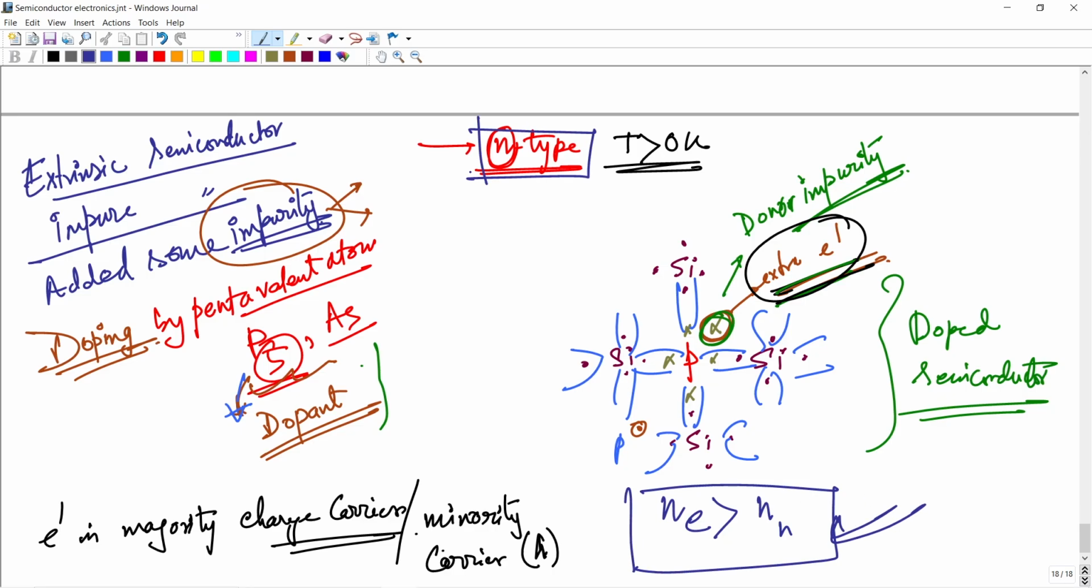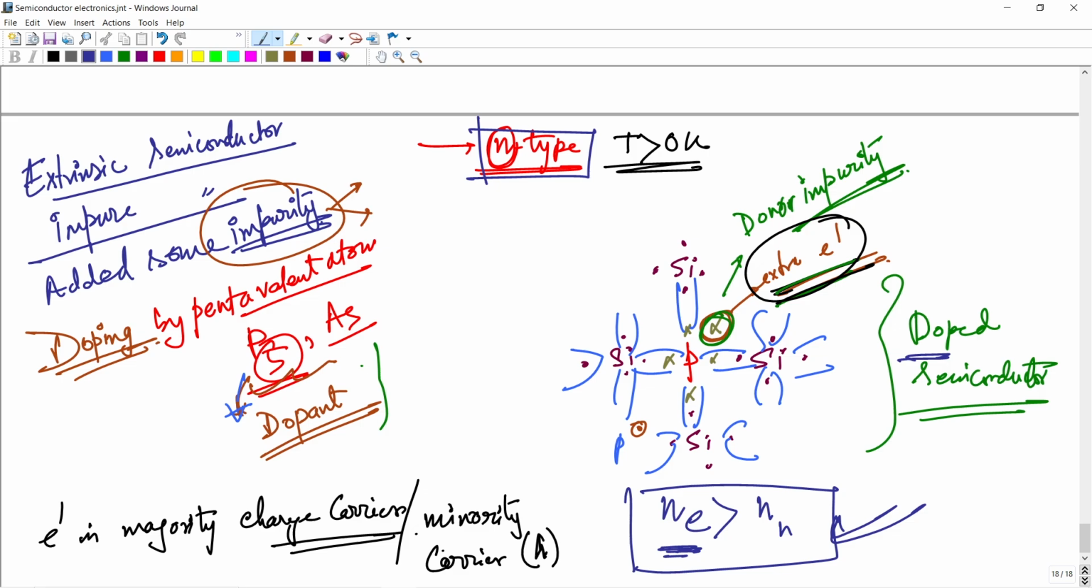Because the majority charge carrier is the electron and the minority charge carrier is the hole, the current flow in this semiconductor depends mainly on electrons. That semiconductor is called a doped semiconductor. We added some impurities, so they are called donor impurities.